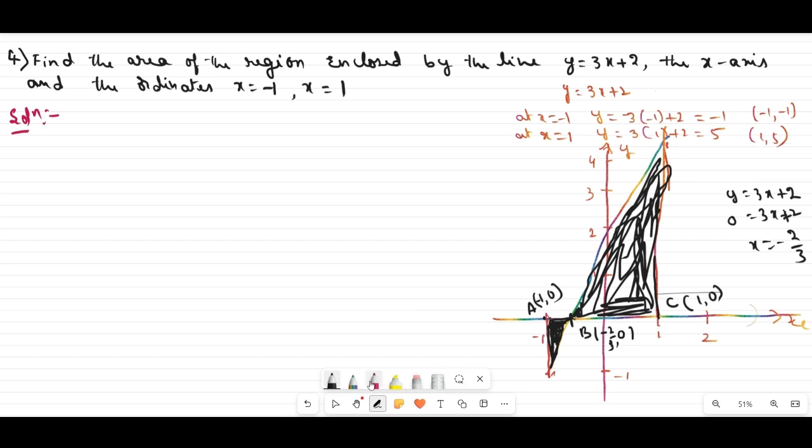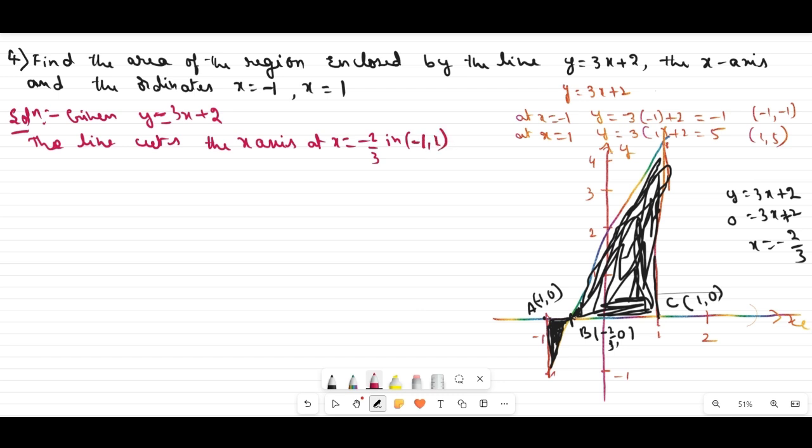So now I will write down the given line equation, y is equal to 3x plus 2. And also another thing, the line cuts the x-axis at minus 2 by 3, that means in between minus 1 comma 1.